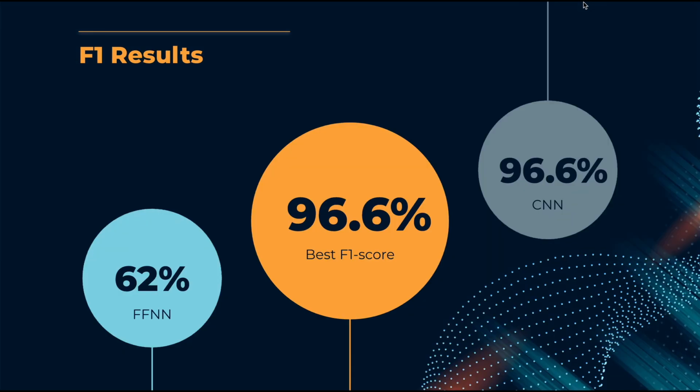Here are the F1 results that we achieved with our feed-forward and convolutional neural networks on the dataset. Our feed-forward neural network achieved an F1 score of 62%, and our convolutional neural network achieved an F1 score of 96.6%. The best score given by the convolutional neural network was 96.6%.